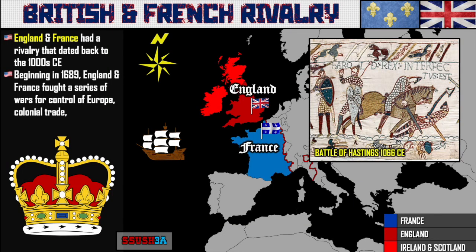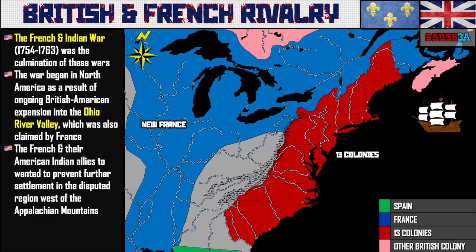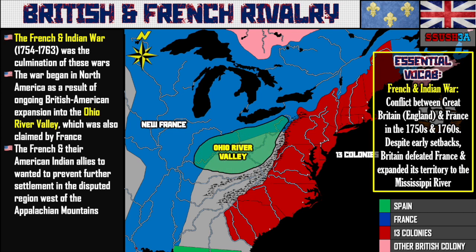Both England and France had a rivalry that dated back to the 1000s CE, literally a 1,000-year-old rivalry. Beginning in 1689, England and France fought a series of wars for control over Europe and colonial trade. The French and Indian War was the culmination of these wars. The war began in North America as a result of the ongoing British-American expansion into the Ohio River Valley, which was also claimed by France.